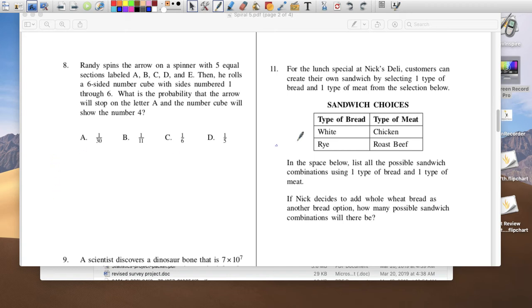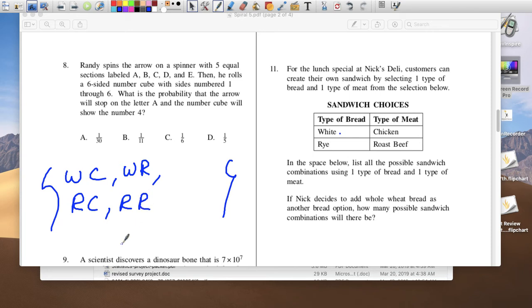I'm going to do a list. So what can I get? I can get white bread with chicken. I can get white bread with roast beef. I can get rye bread with chicken, and I can get rye bread with roast beef. So based on this only, I can get 4 different types of sandwiches.